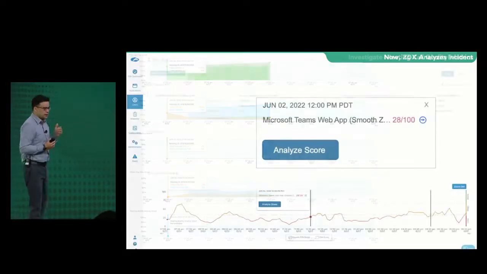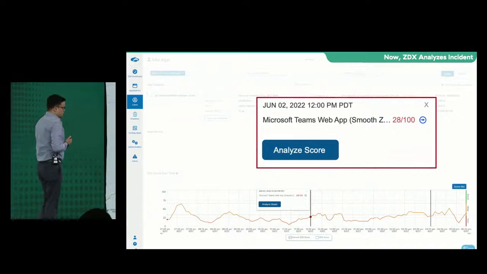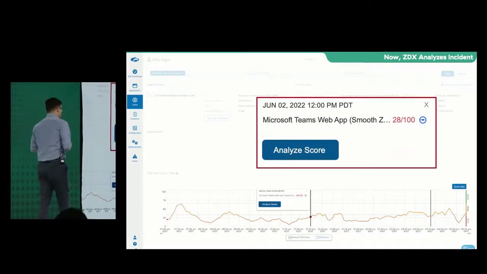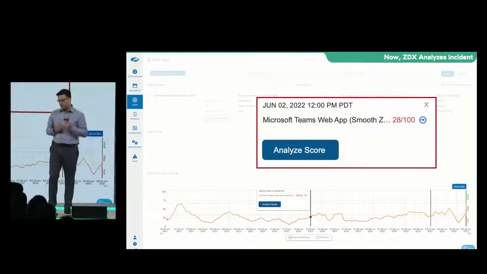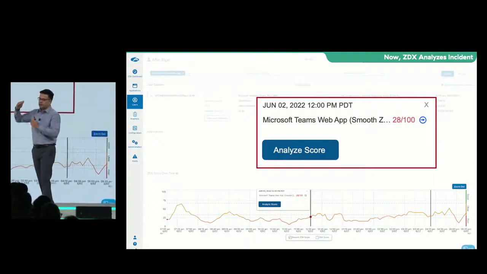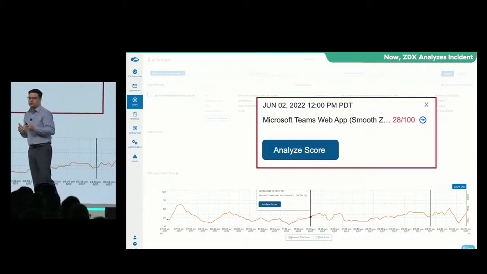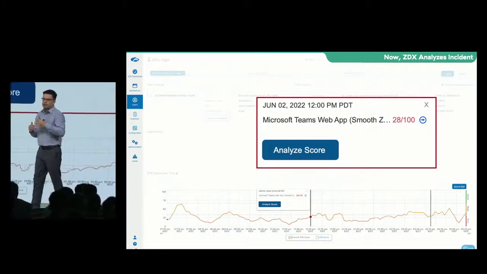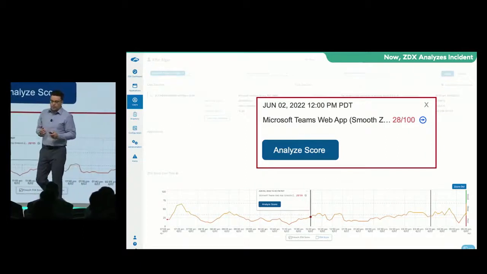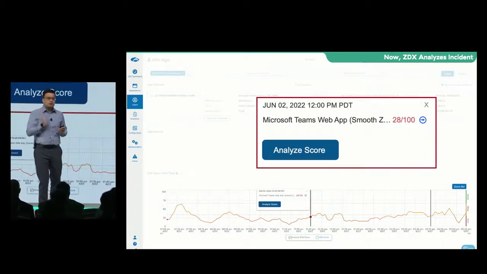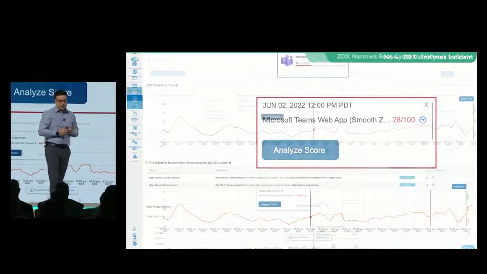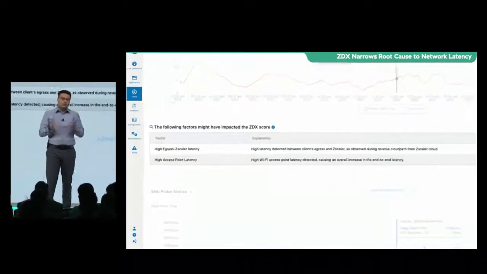Now let's take a look at what the ML engine is going to do in this scenario. In this case, a human analyst looking at this data could be a level 1, level 2 technician who might not know how to analyze complex network data. What we are doing is they can actually just click on this Analyze Score button, and immediately we will show you why that score was bad.